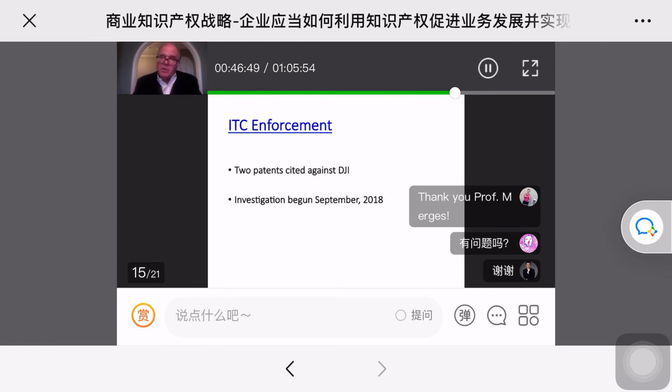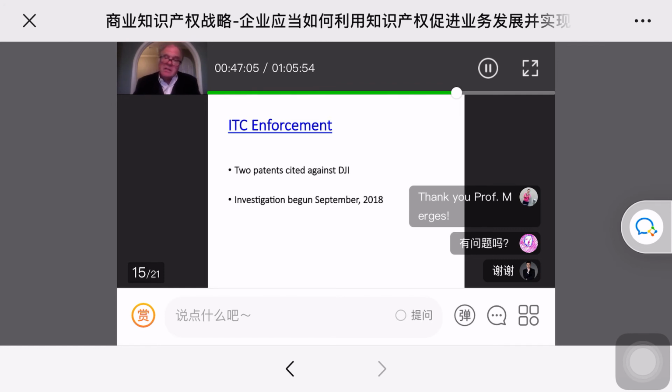Now notice here, both Autel and DJI have extensive Chinese operations, but they're still using the International Trade Commission in the US. That's a feature of most IP systems.